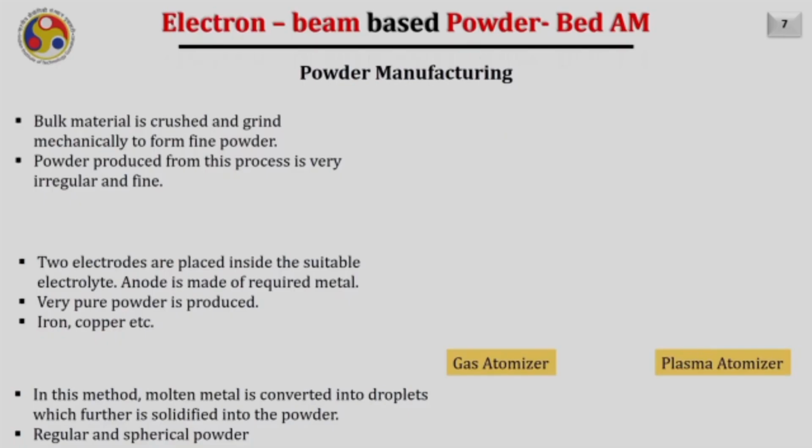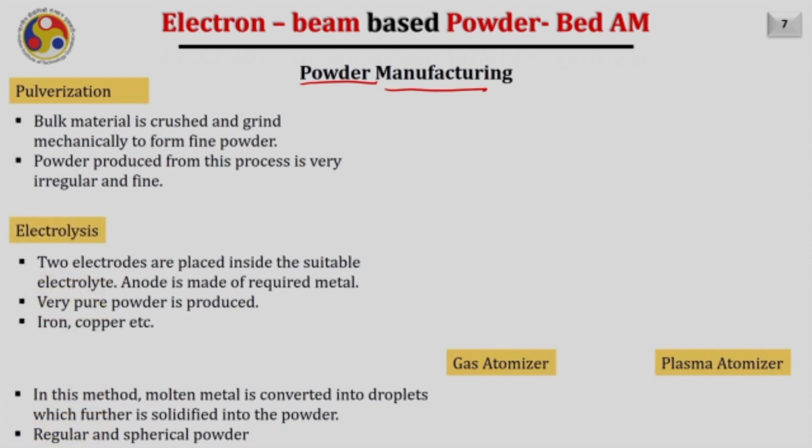So now let us discuss how these powders are manufactured for bed additive manufacturing. The first method is the pulverization. Here in this case the bulk material is crushed and ground mechanically to form fine powders. The powder produced from this process is quite irregular in shape but used to attain very fine size.